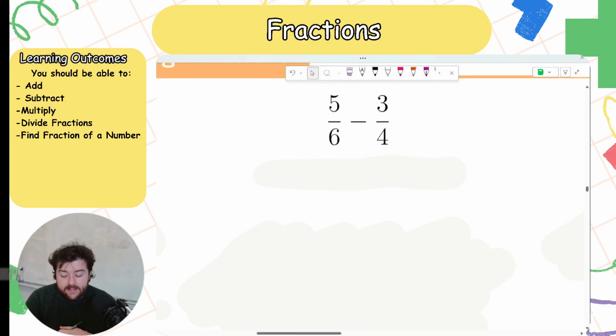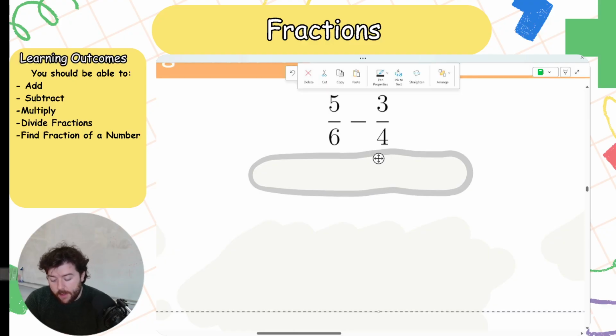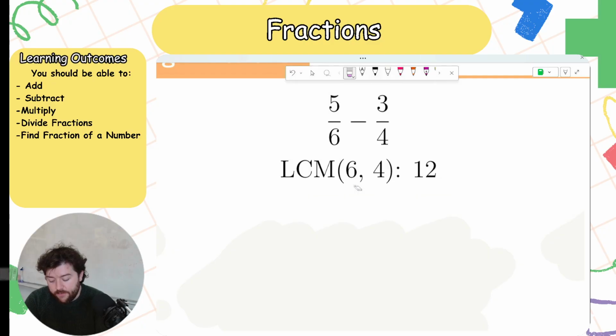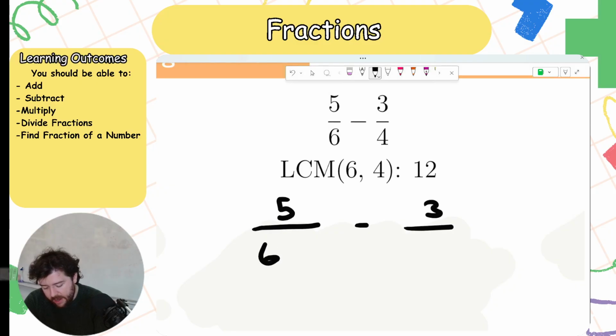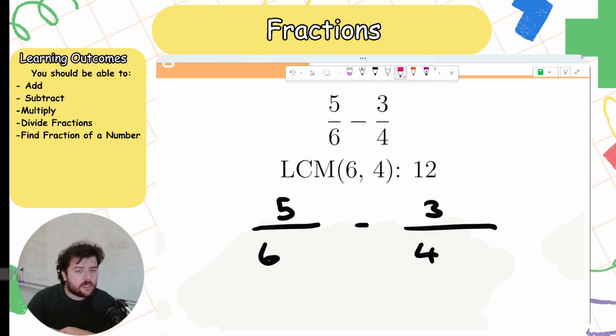What about here: 5/6 minus 3/4? The lowest common denominator is 12. Say, for example, you didn't know the lowest common denominator was 12. What else could I do?